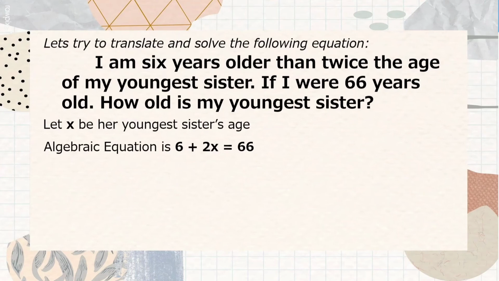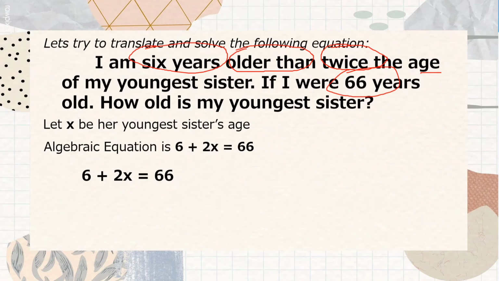Paano natin nakuha yung algebraic equation na yan? We have here 6, that is because of the 6 years given. And then where did we get the word plus? It's because of the words older than, and then 2x meaning twice. Twice means 2. Since the given here is the age of the youngest sister, we have x. Kaya siya 2x, and then is equal to 66. Okay, so now let's have the equation and let's try to solve. 6 plus 2x is equal to 66.